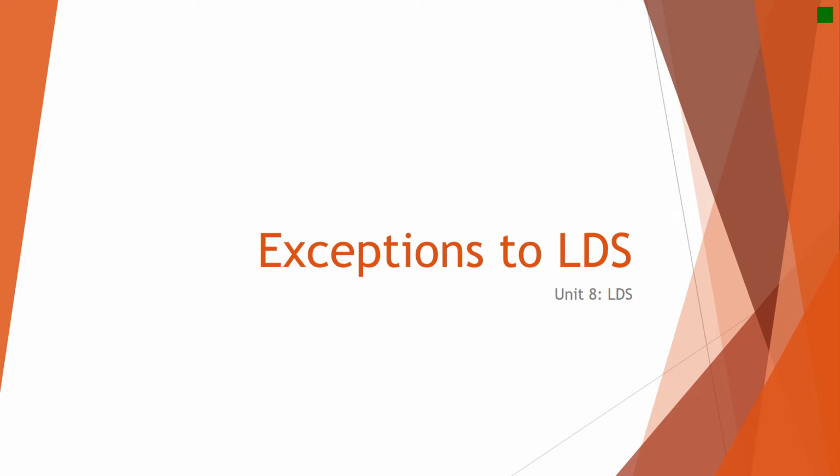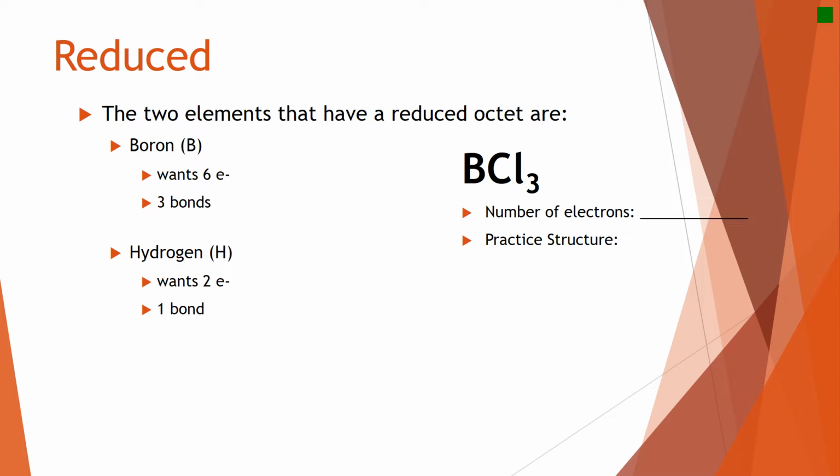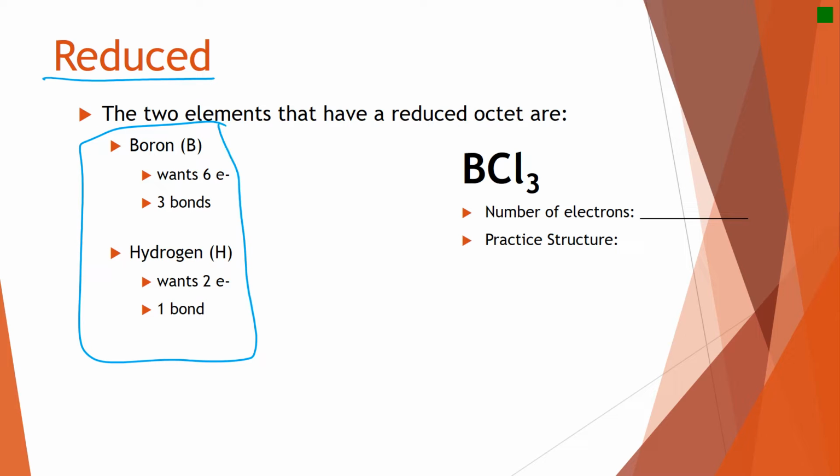The first one that we're going to focus on is that not every element wants a full octet. What they actually want is what we call a reduced octet, meaning less than 8. The two elements that you absolutely need to know are that boron always wants 6, which means it'll form 3 bonds, and hydrogen always wants 2, which means it'll form 1 bond. These are exceptions to the general octet rule, but boron and hydrogen always want these. They do not personally have exceptions.